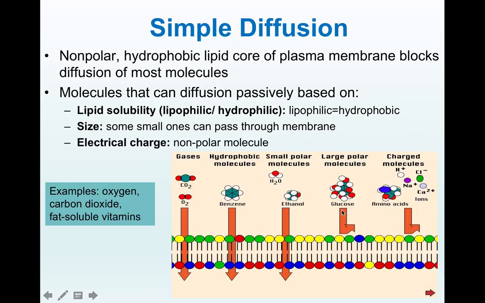However, as you notice, molecules that are large and charged, such as glucose, or ions that are still charged and considered to be polar, such as sodium, chloride, hydrogen, and calcium, are unable to pass through without the help of other components of the plasma membrane. So they cannot use simple diffusion.